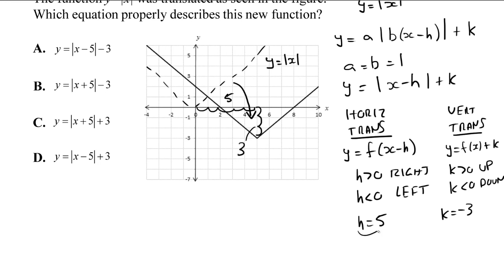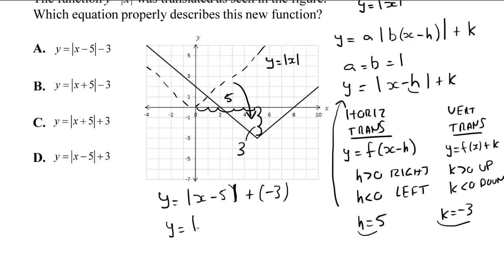So now what we do is we take these two numbers, plug them into our general form, and we should have it. So let's just do it over here. So y equals the absolute value of x minus, our h value is 5, plus, and our k value is -3. So if we write that out, we can see that the right answer is A.